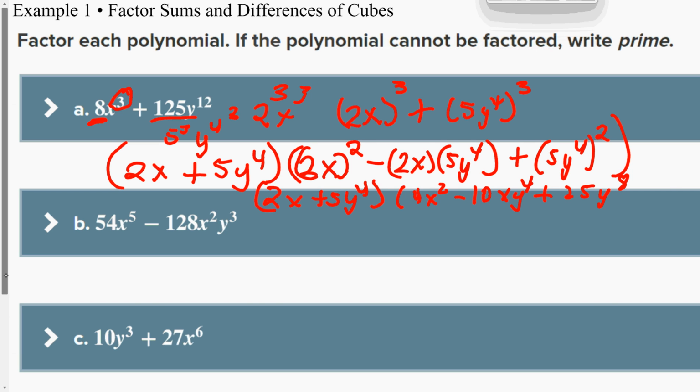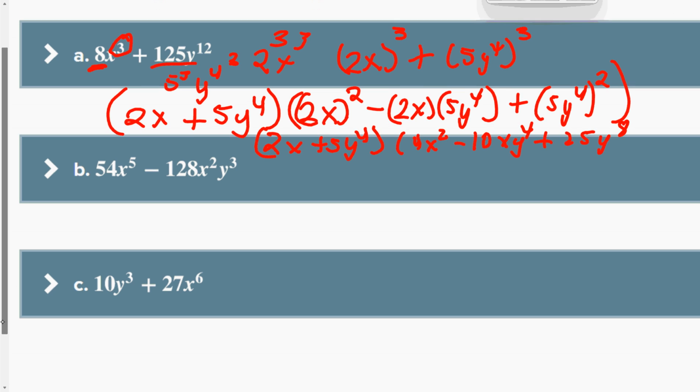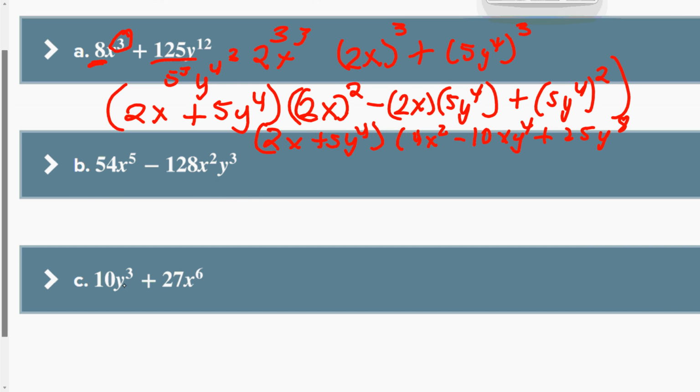Okay, so you can try these other two, but we're looking for perfect cubes. All right, so this is a cubed, and this is x squared raised to the 3rd. But 10 is not a perfect cube, right? And 27 is, that'd be 3 cubed, but 10 is not, right? So I can't factor anything else.